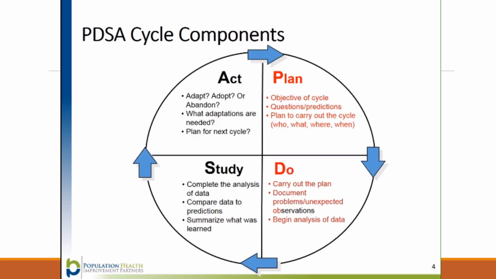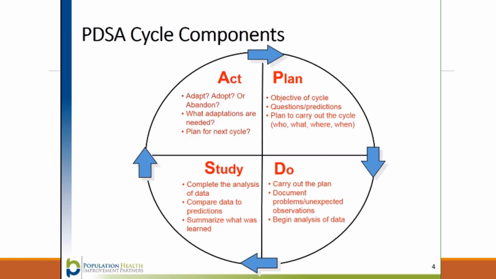Second, try the change as planned on a small scale. Remember to test it with 1 to 2 people for a short amount of time prior to implementing on a larger scale. Make observations and collect data as you try the change, and document any problems as you try the change. Next, take time to study the data collected. Compare the data to the predictions made, and reflect on the data and what was learned.